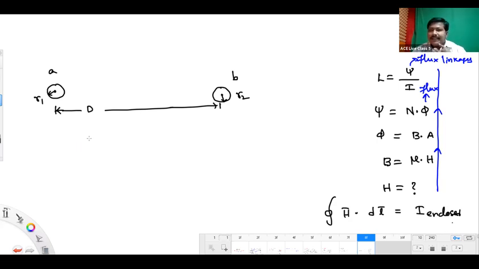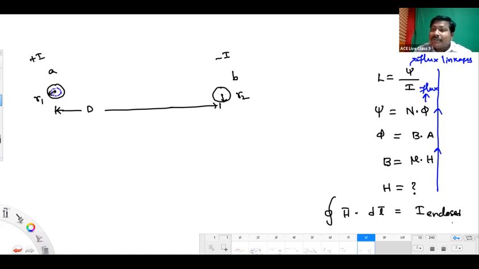I'm taking one small circle. Just tell me how much is the current enclosed. First of all, conductor A current is plus I. Conductor B current is minus I. Just observe now. This is one circle I am showing, and I want to calculate the H value on this circle.